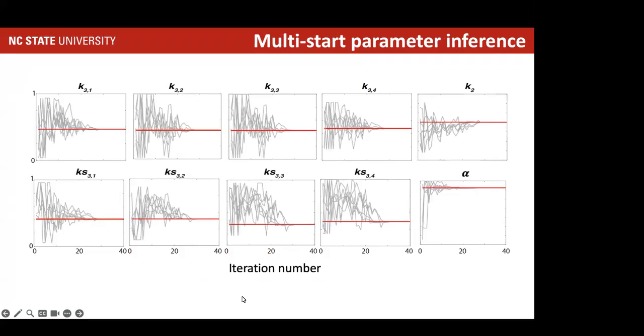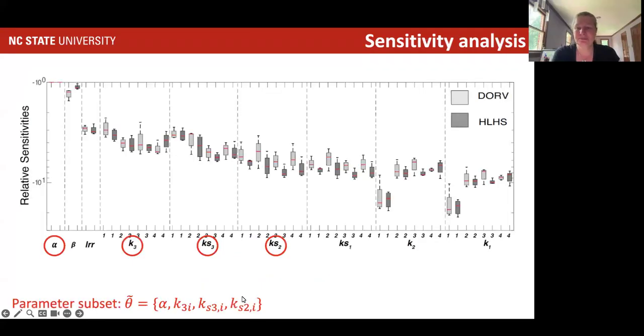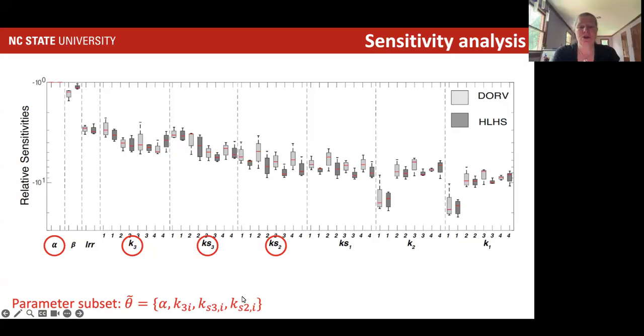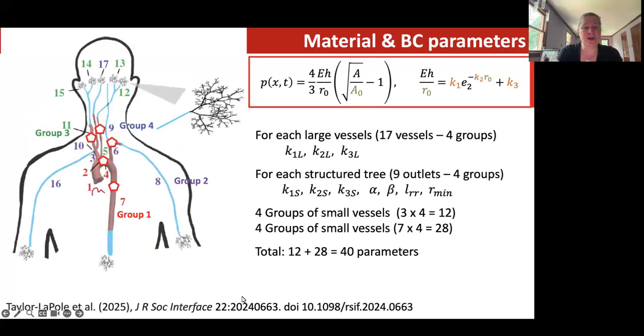Can you go back to the slide before? Yes. Like these parameters, K3, KS3, etc., you have numbers on the x-axis. Are these the different branch numbers? No, these are groups. So remember, we generated 4 different groups of our parameters here. So we made all the parameters in vessels in each group the same. Okay, I see. Thanks.